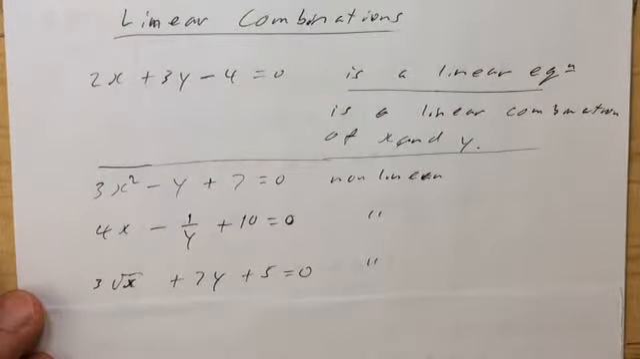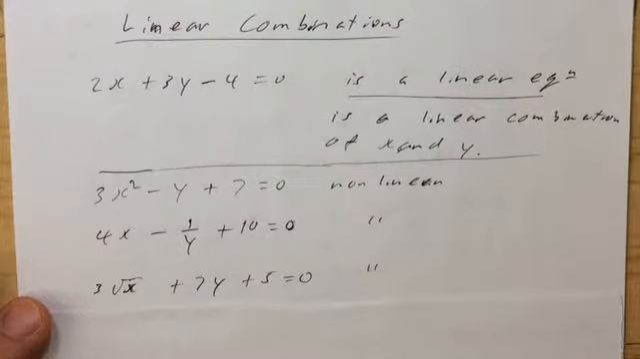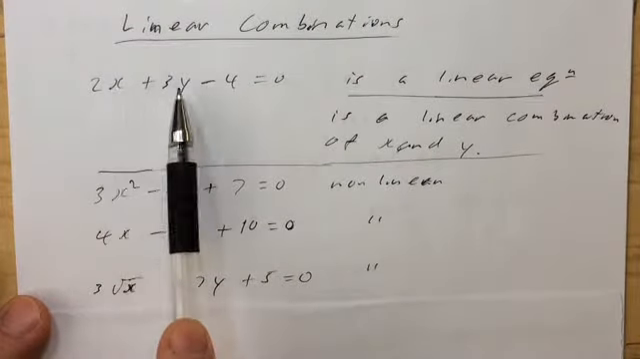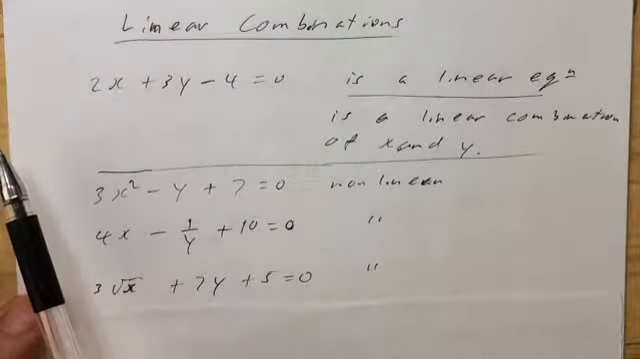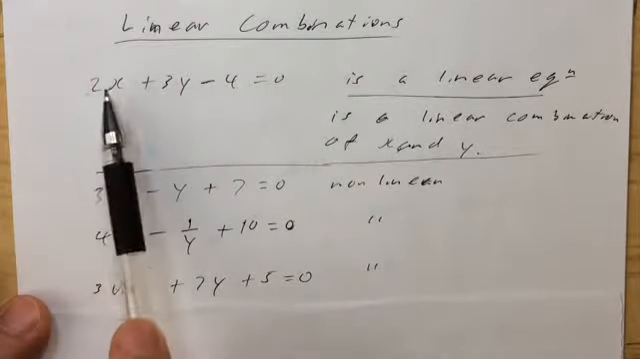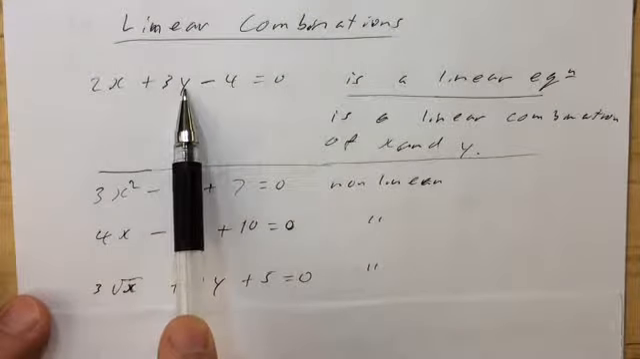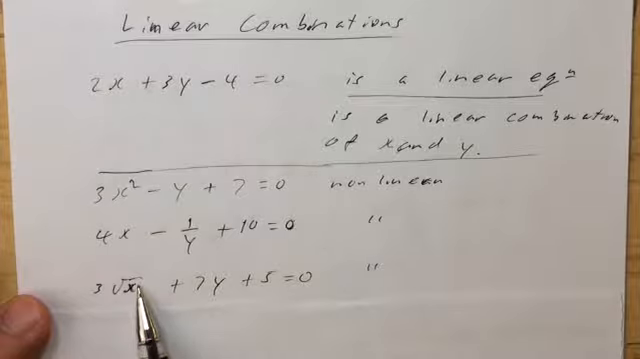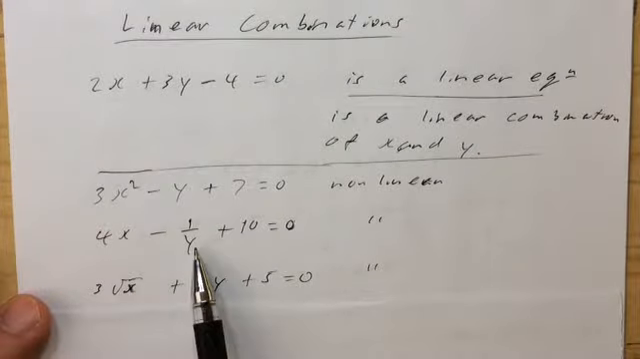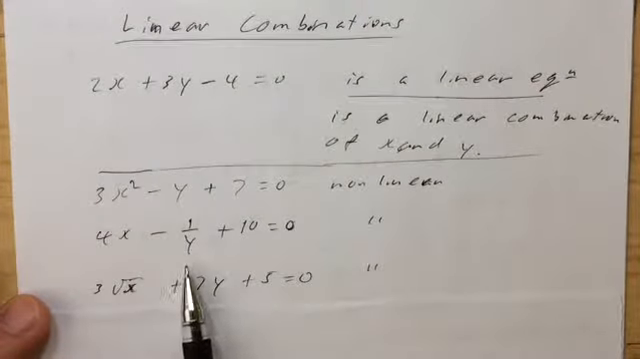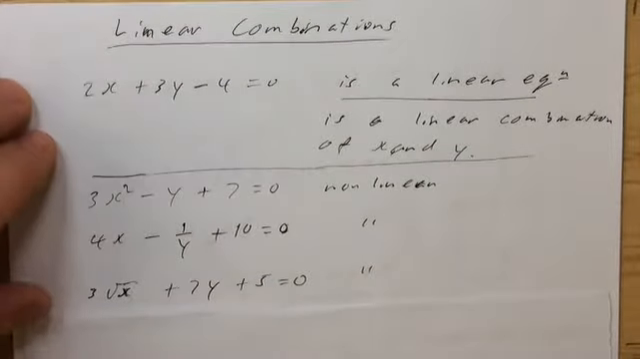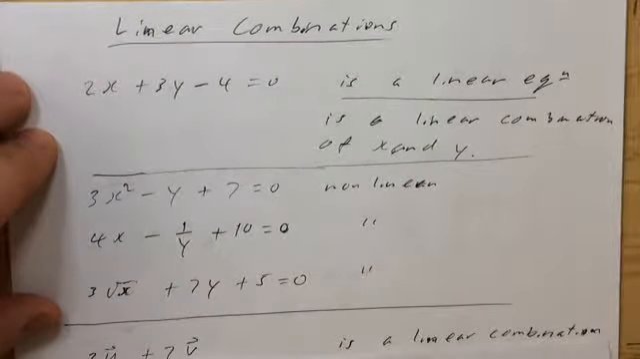So when we want linear, we want the powers of x and y to be 1. Okay? So there is no power 2 or power 1/2 as you'd have in a square root, or a negative power as you'd have in 1 over y. Okay? It's a linear combination of those variables.